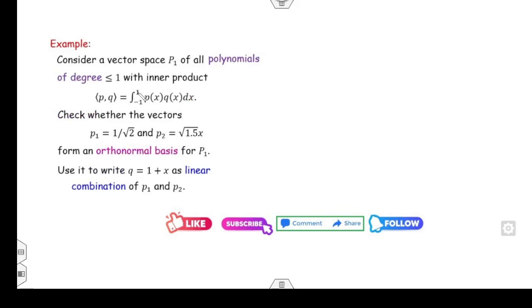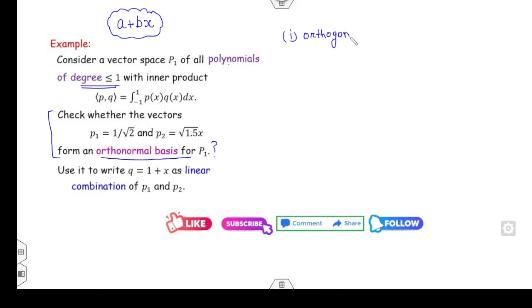Okay, consider the vector space P1. P1 is the collection of all polynomials of degree less than or equal to 1, that means the collection of a plus bx, with the inner product being the integration from -1 to 1 of p and q. Check whether the vectors form an orthonormal set or not. So your target is to prove two things. Firstly, whether they are orthogonal, and second, whether they form a basis or not.